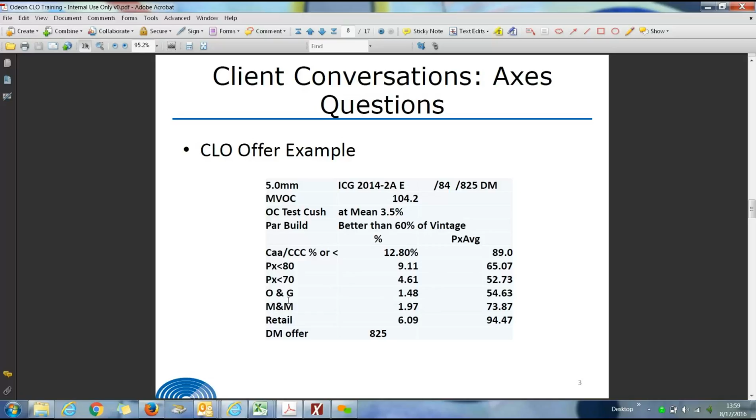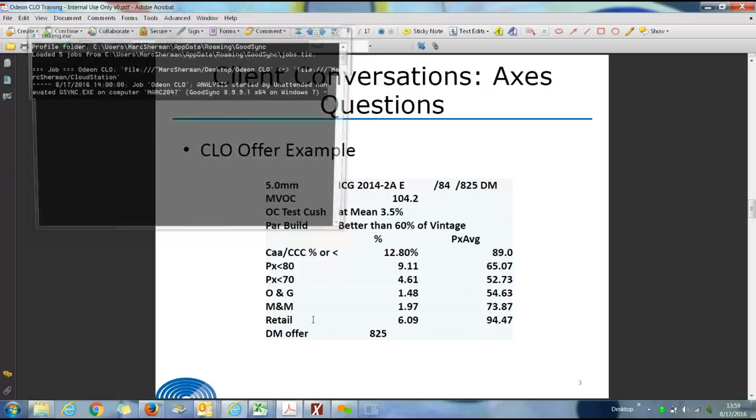The other one that everybody's interested in is metals and mining. This one's got 2% metals and mining. I'd say that's good. And he's also got almost a 75 average. And so that means he doesn't have too much and it's not too ugly. But, you know, it's not at 89 either, right? So then the last thing is retail.